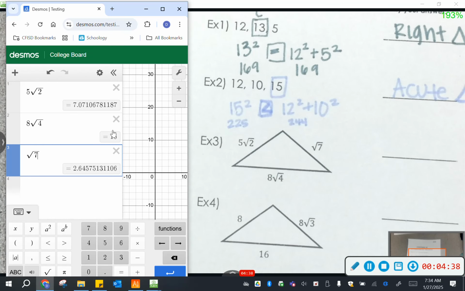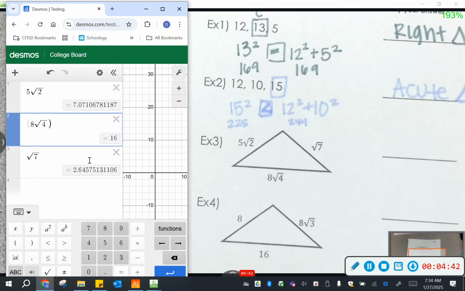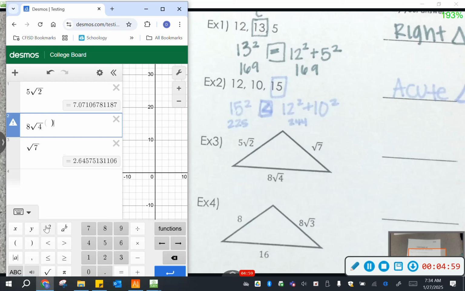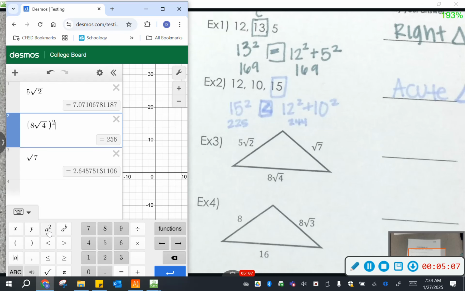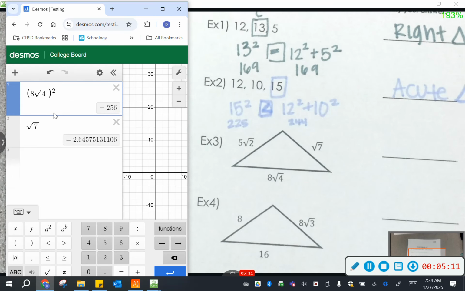When you square this, everybody look up, please. You need to do a parentheses on the outside, then squared. Otherwise, it'll give you the wrong answer. Because if you don't do a parentheses and you just do a squared, you see how it gives you 32? 32 is wrong. You need parentheses, then square. And it's 256.